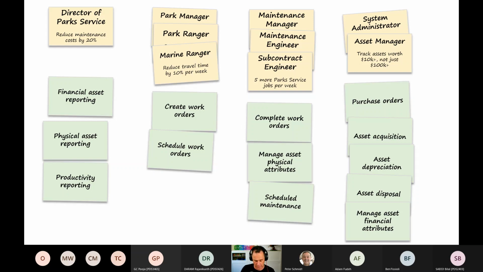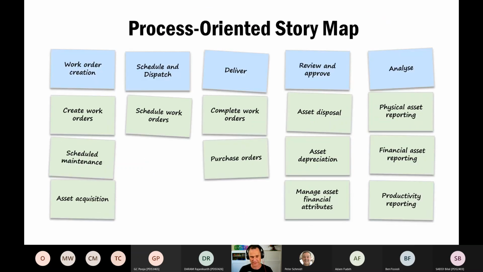Another way to do it, which is Jeff Patton's original way of doing it, is to take a more business process oriented story map. If you're focusing on just a single business process, you can sketch out the major business process activities and then have epics arranged underneath that as the major tasks in your business process.